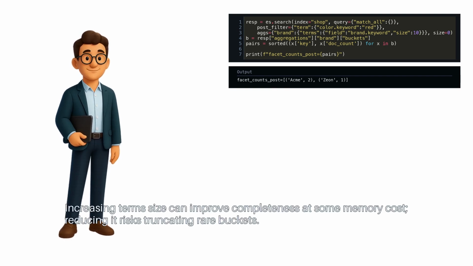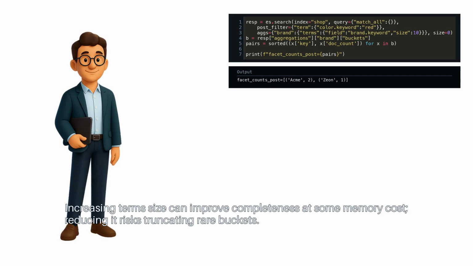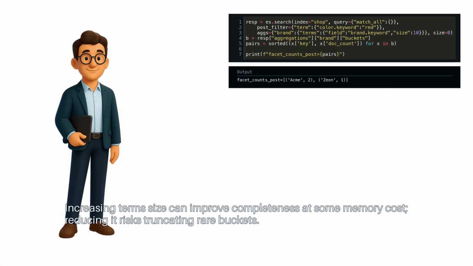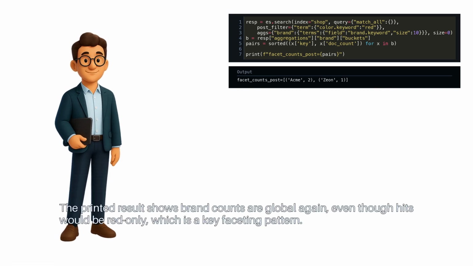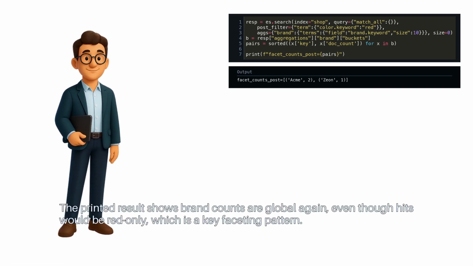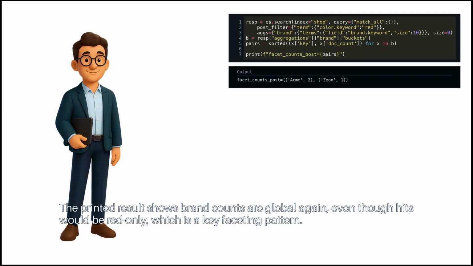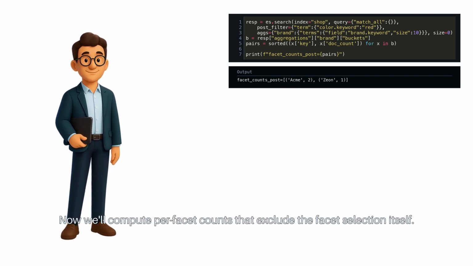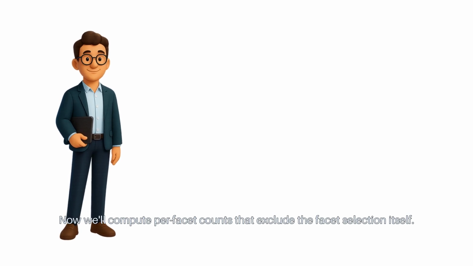Increasing term size can improve completeness at some memory cost. Reducing it risks truncating rare buckets. The printed result shows brand counts are global again, even though hits would be red only, which is a key faceting pattern. Now we'll compute per facet counts that exclude the facet selection itself.